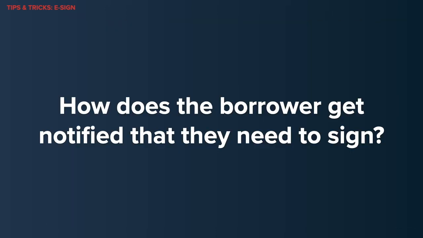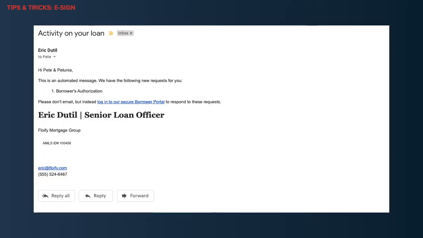All right, how does the borrower get notified that they need to sign? So once you put an e-signature doc together and send it out to the borrower, how do they get notified? So they're going to get an email. Whenever you add an e-signature doc, an email is going to go out to the borrower. It's called the Add New Doc Notice, and it's going to let them know that there's new activity on your loan. So it's going to let them know, hi, Pete and Petunia, this is an automated message, and we have the following new request for you. And it is going to show that borrower's authorization there. Now, the email is the same whether you use the Floify e-sign or DocuSign. They're going to receive the same email here.